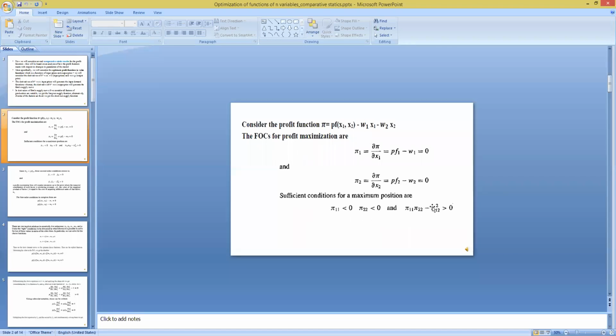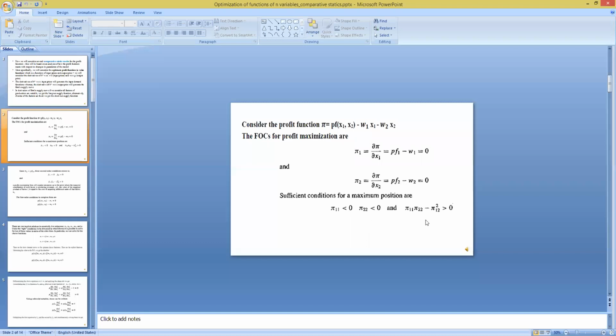And by this time, you are quite aware of the sufficient conditions which we need for maximization. We are considering the principal minors. First, we will consider pi 1 1, pi 2 2, etc. This should be negative.